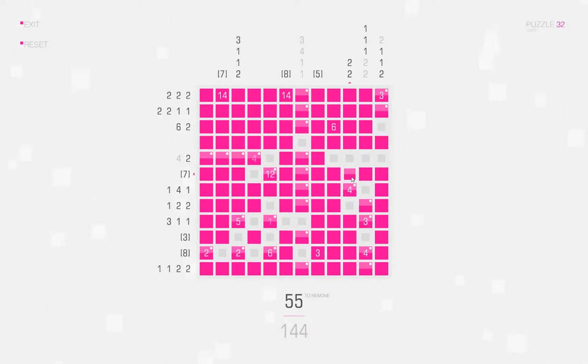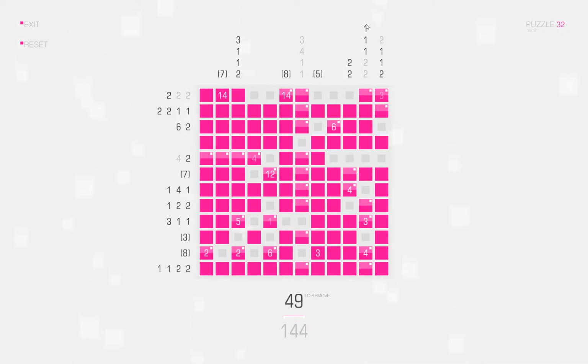Well, this is clearly a part of a 2, but we don't know if it's the first or the second 2. So we have to wait to see. 14 connects here, so the 6 cannot connect to the 14 here. Here in this line we have 2, 2, 2. This has to be a 2. And this has to be a 2. It is a 2, so we separate it. So this 2 can go there or there, so this has to be removed. And this 2 is here, so we remove the rest.